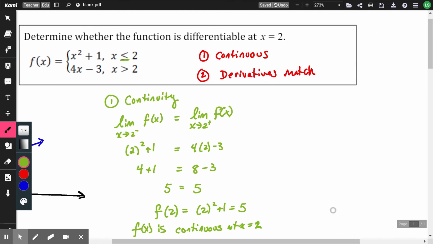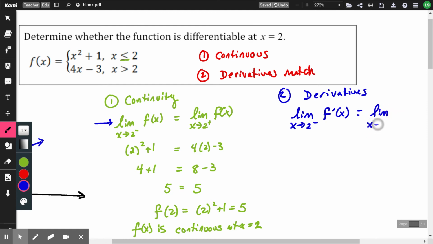So the next part is to take a look at what happens with the derivatives. Do your derivatives match up? So we're basically going to do the exact same thing right here, but we're going to be using f primes. So we're going to take a look at the limit as x approaches 2 from the left of f prime of x, and make sure that that's the same as the limit as x approaches 2 from the right, again, of f prime. We're going to make sure that the slopes are going to match as we approach x equals 2.